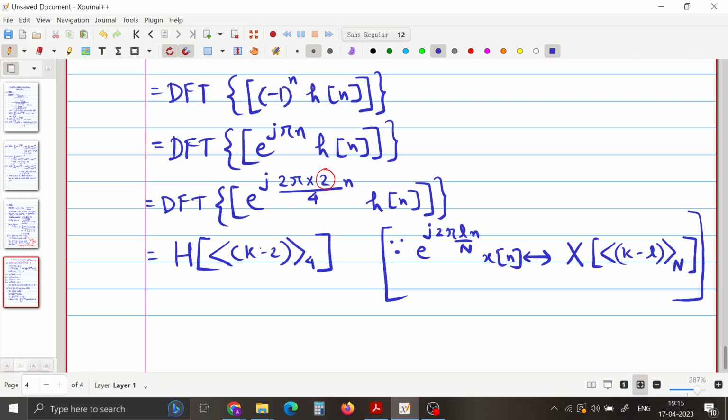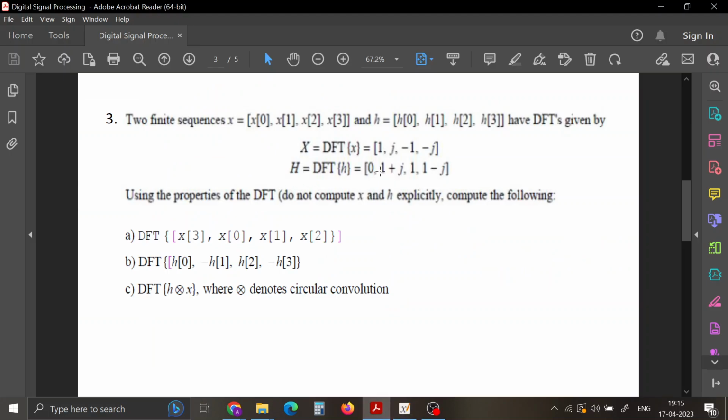Alright, so this is like the right cyclic shift of the original DFT, capital H of k, by 2 units. That's it. So remember what the original DFT capital H was: 0, 1 plus j, 1, 1 minus j. You just do a right cyclic shift of this DFT by 2 samples.